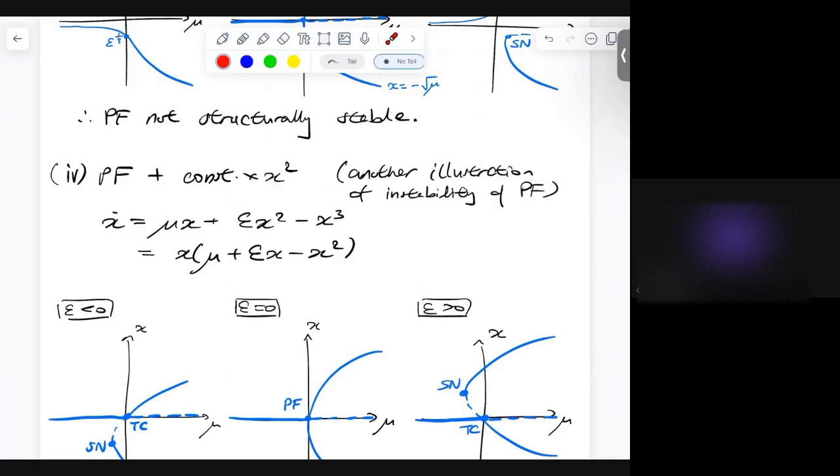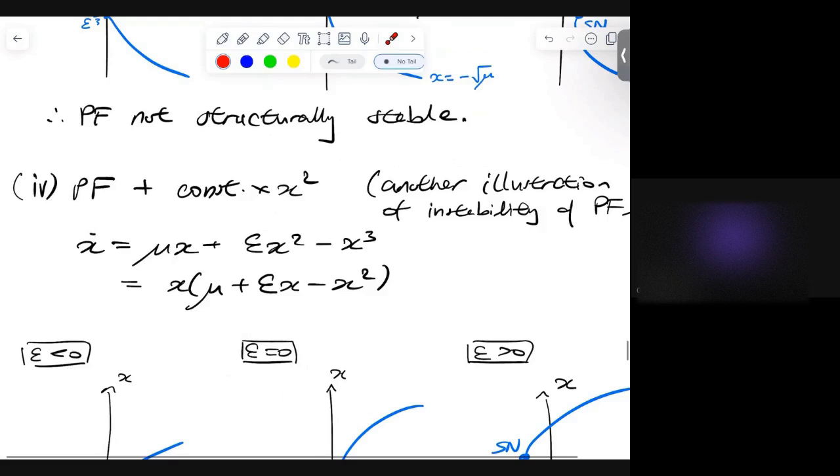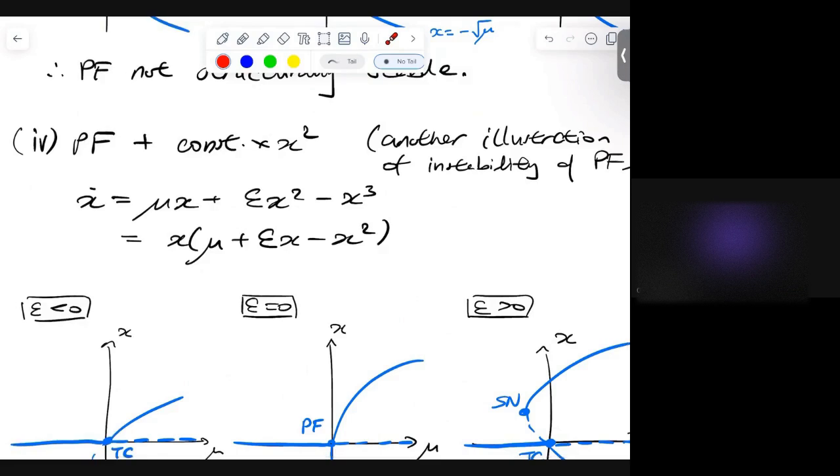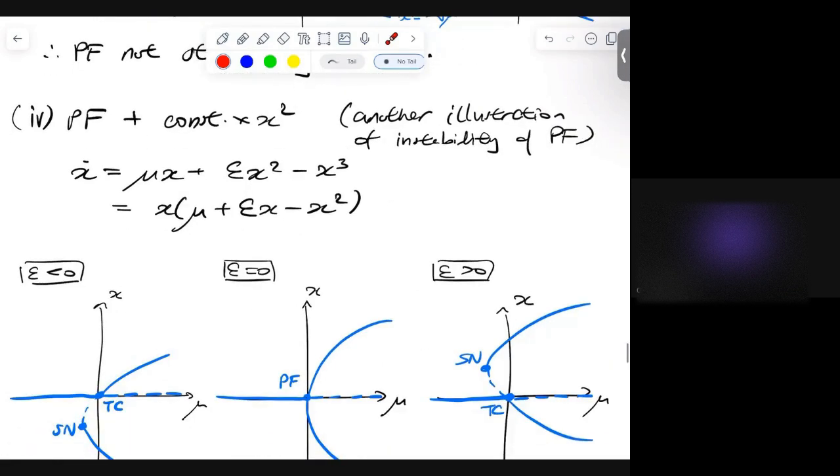Instead of adding a constant epsilon now, we're going to add a small quadratic term. So a small epsilon times x squared, where epsilon again can be positive or negative. So I guess the procedure is quite familiar by now. We just add in this epsilon x squared term, and then we can factorize this into x equals 0, or we have some quadratic equal to 0. So we can use the quadratic formula to solve for this.